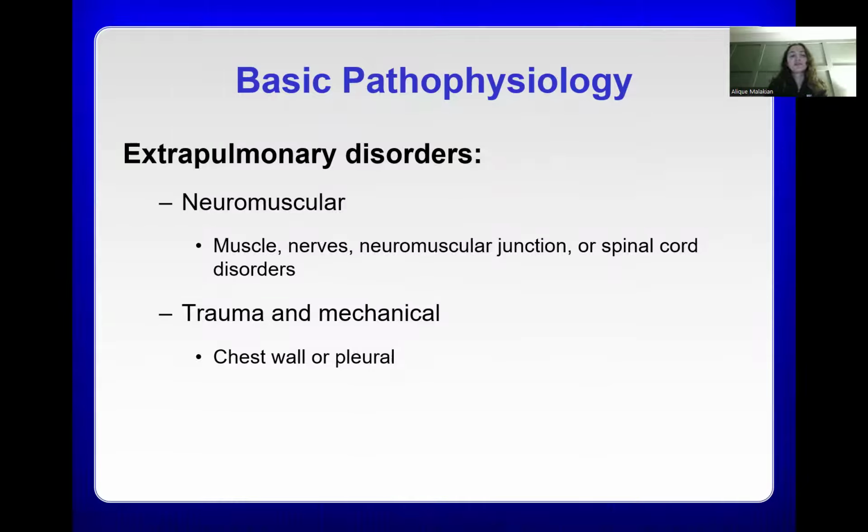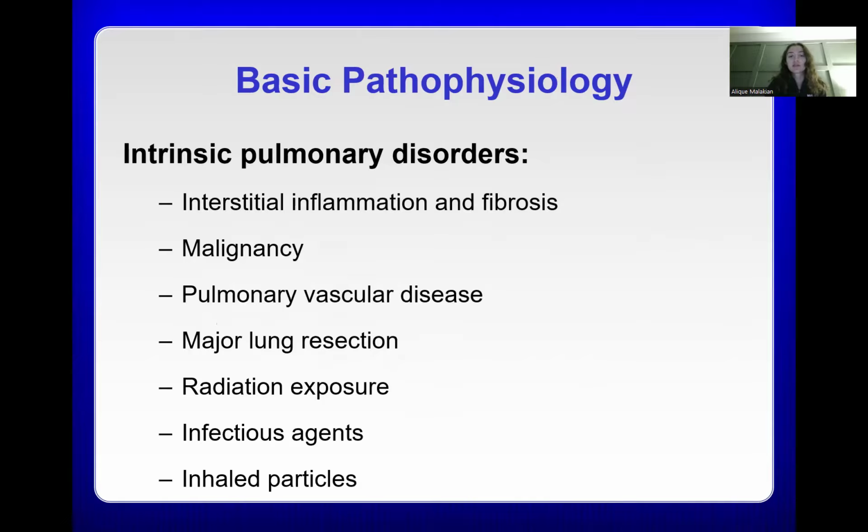And then there's also the ones from trauma and mechanical disorders, so stuff that affects the chest wall or the pleural lining of the lungs. So stuff like fibrosis, metabolic syndrome, so on and so forth. So that would be category one. And then the second category would be intrinsic pulmonary disorders.